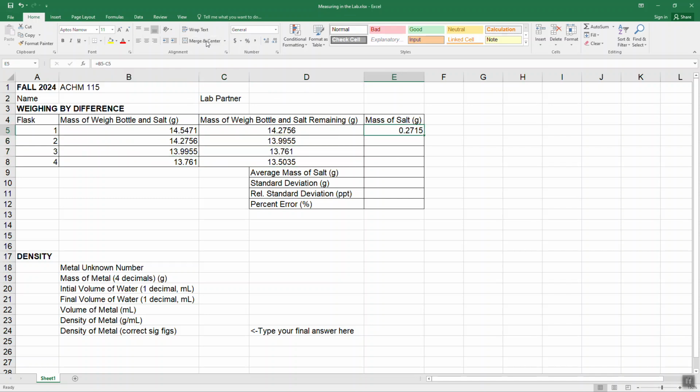Now, we want to calculate the amount of salt. We've done it here. What we could do is by hand: equals, and then you can either click or type the cell address of each one. And if you do it in the right order, it works better. That's something that you need to watch out for. You always go that one minus that one.